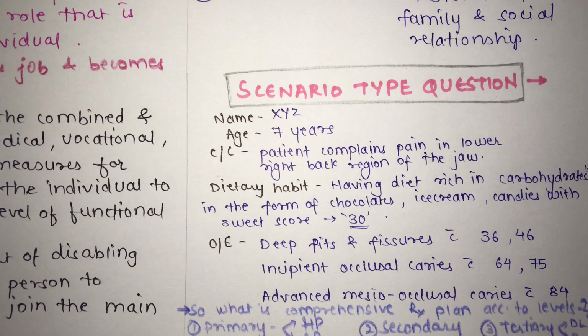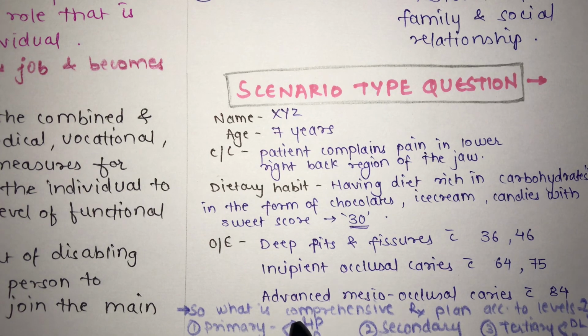Then when we are doing the oral examination, we see there are deep pits and fissures with respect to 3-6 and 4-6. These are the newly erupted molars. Then there is incipient occlusal caries with 4-6 and 7-5. As this patient is 7 years old, there is mixed dentation. In that the patient has incipient occlusal caries, so the caries has just started, with 6-4 and 7-5.